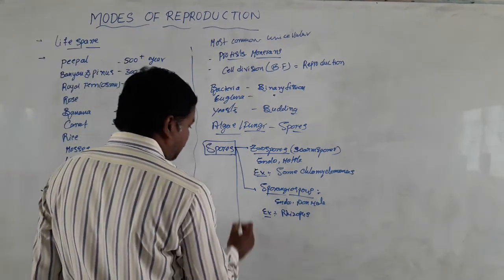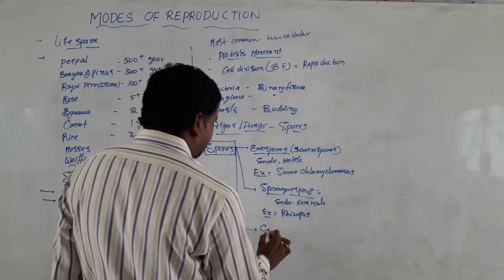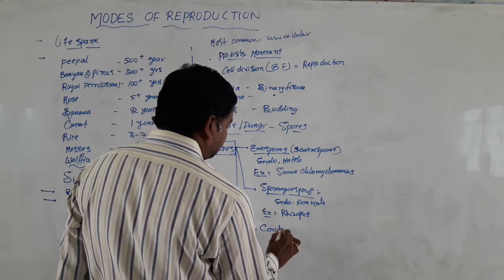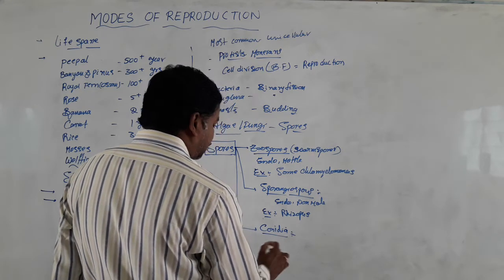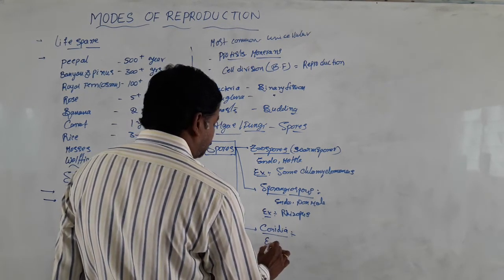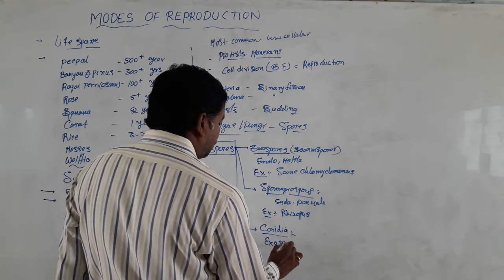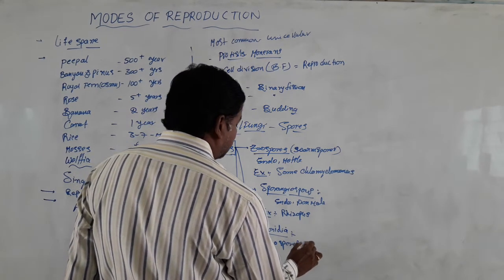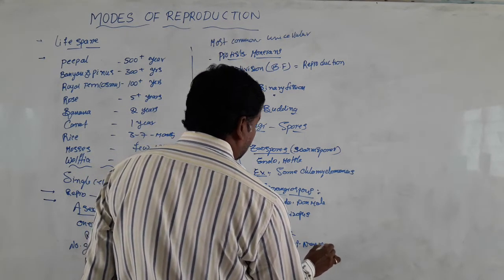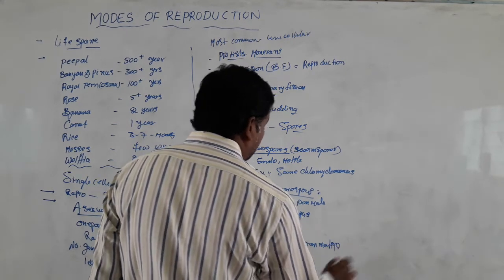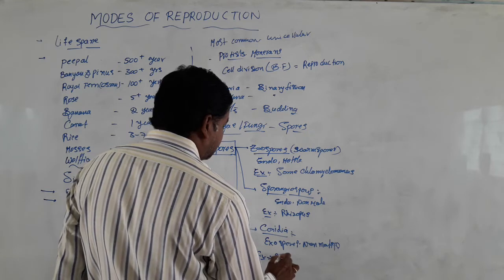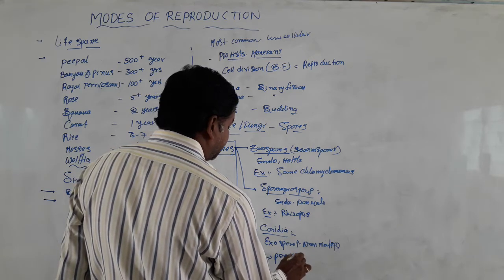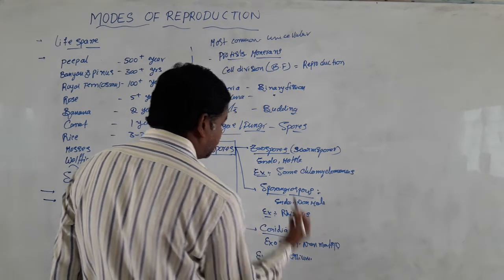At the same time, another type of spores are conidia. Generally, these conidia are exospores and non-motile exospores. One of the best examples for this type of conidia is Penicillium.